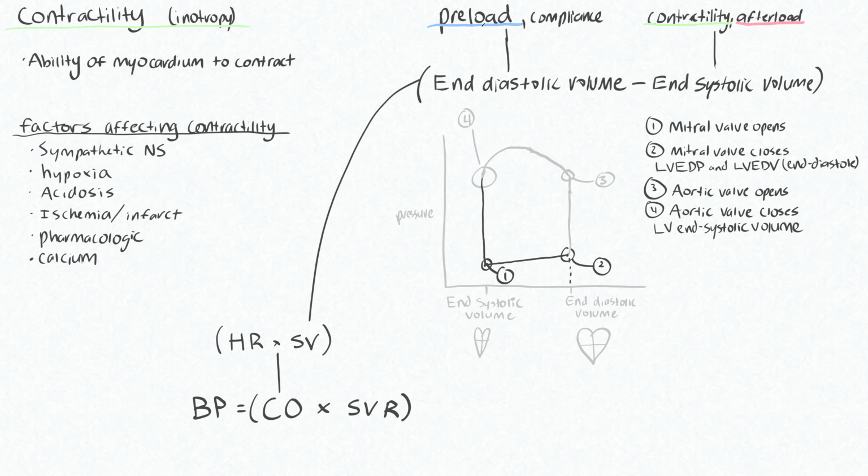Preload, as the name suggests, means that we have a greater amount of stretch of the left ventricle at the end of diastole. So we're going to end up with a larger end diastolic volume. So we're filling our ventricle here, and then with an increased preload, the ventricle will keep filling even more, and we'll have a higher end diastolic volume.